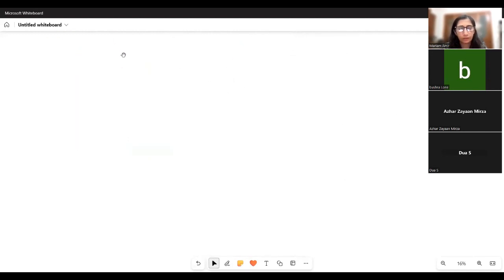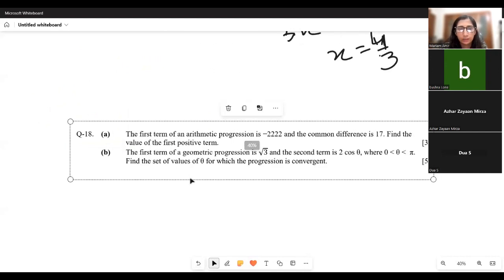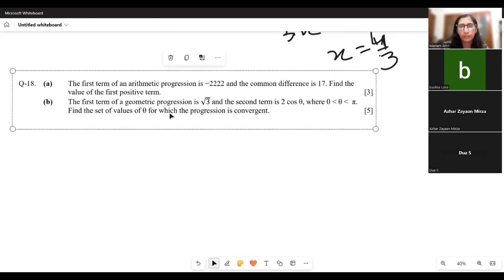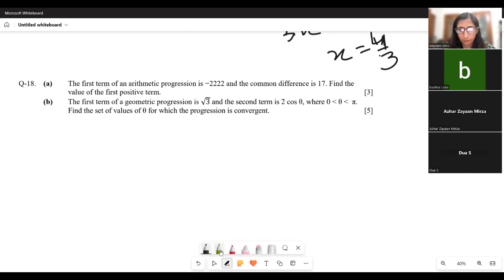Okay. Question 18. We're going to do part A only because part B is from trigonometry and I haven't taught most of you trigonometry yet. All right. So the question is the first term of an AP is -2222. The common difference is 17. Find the value of the first positive term.